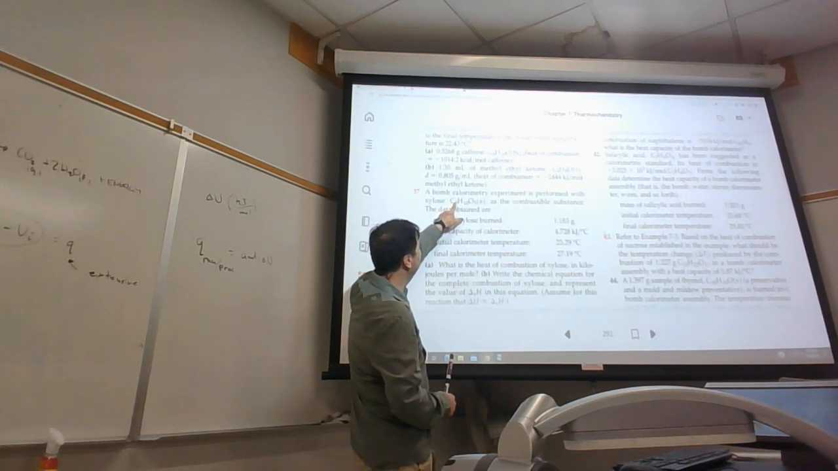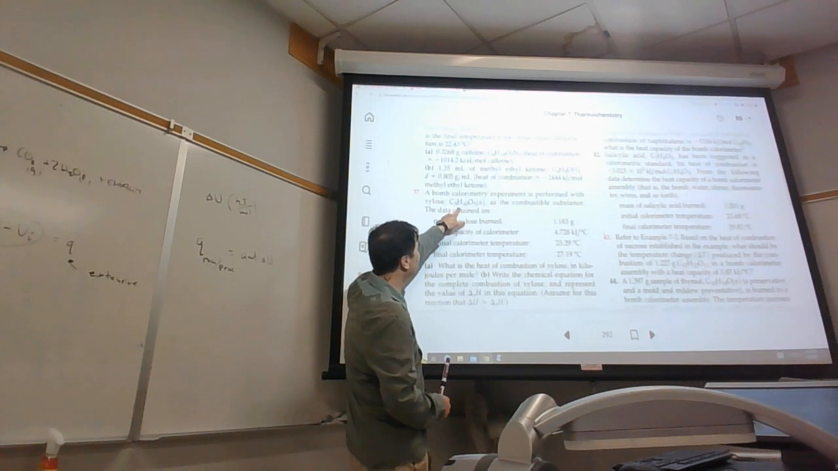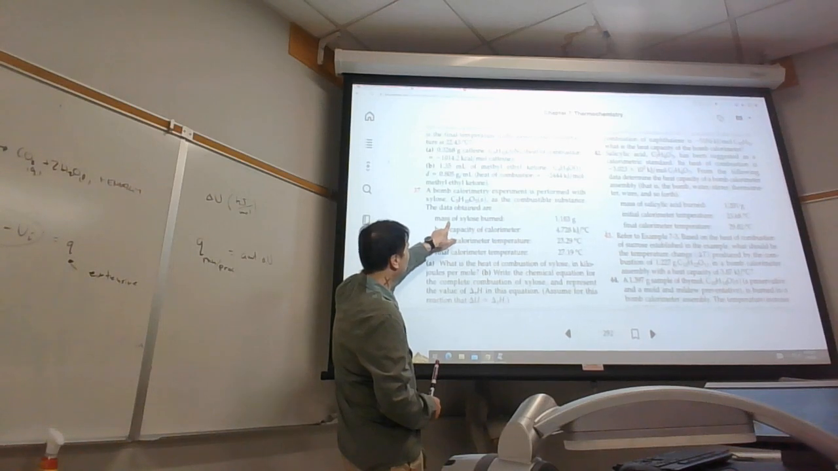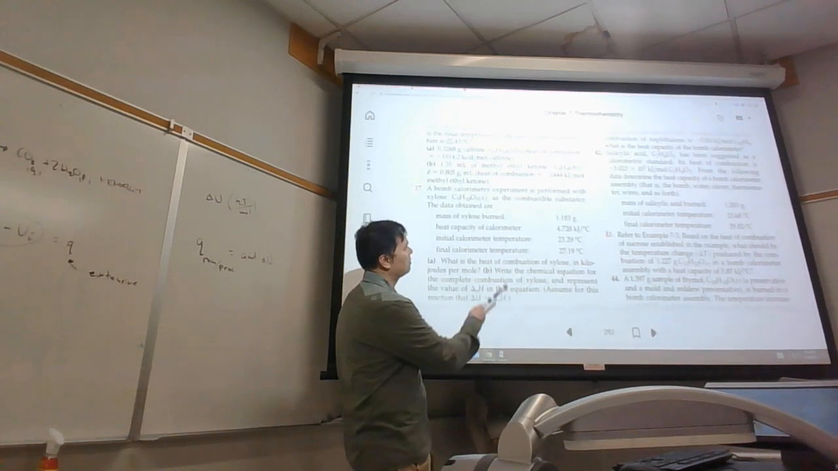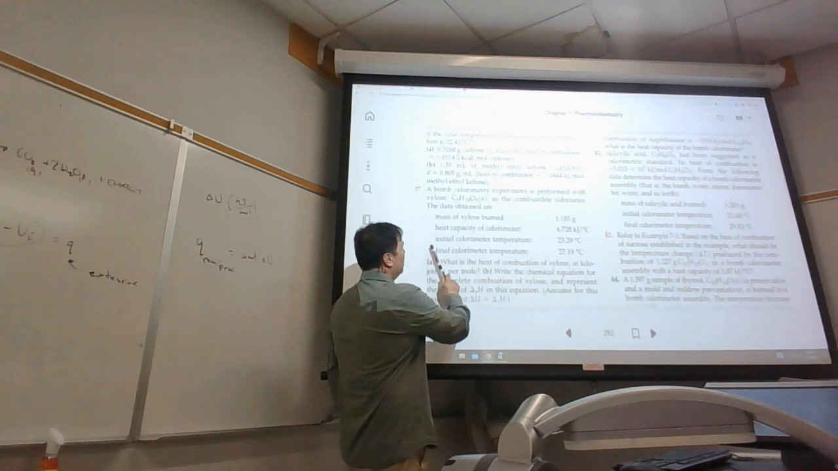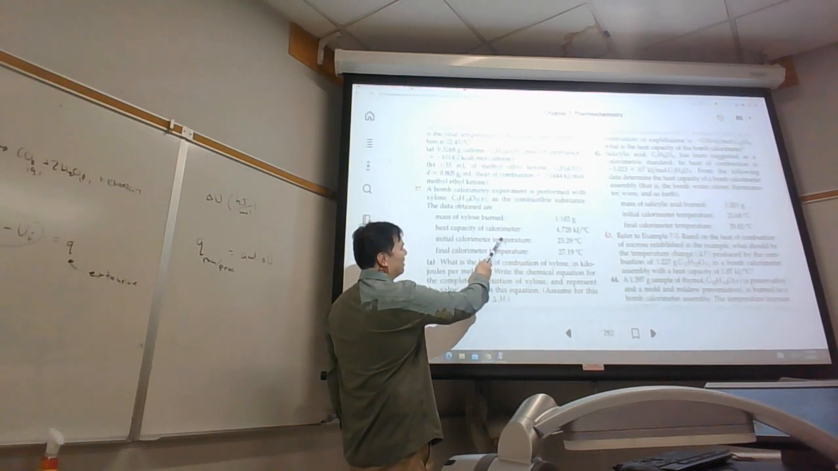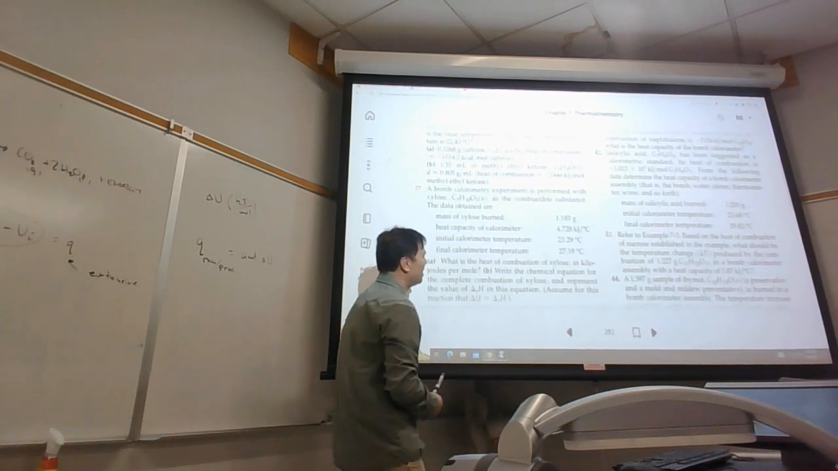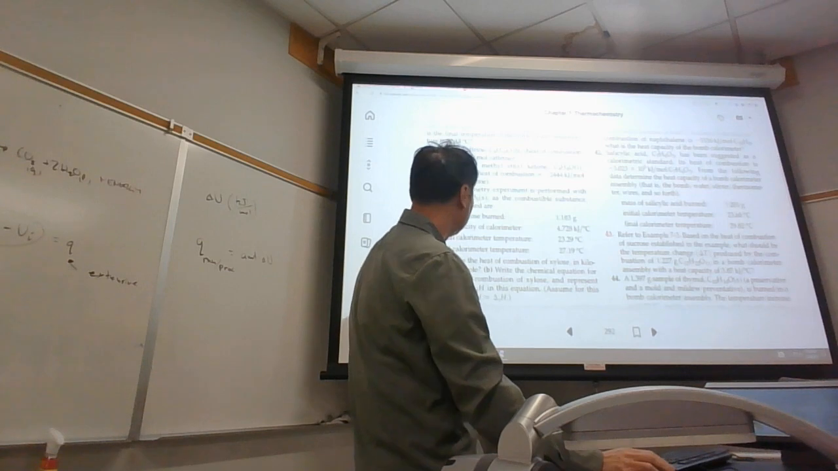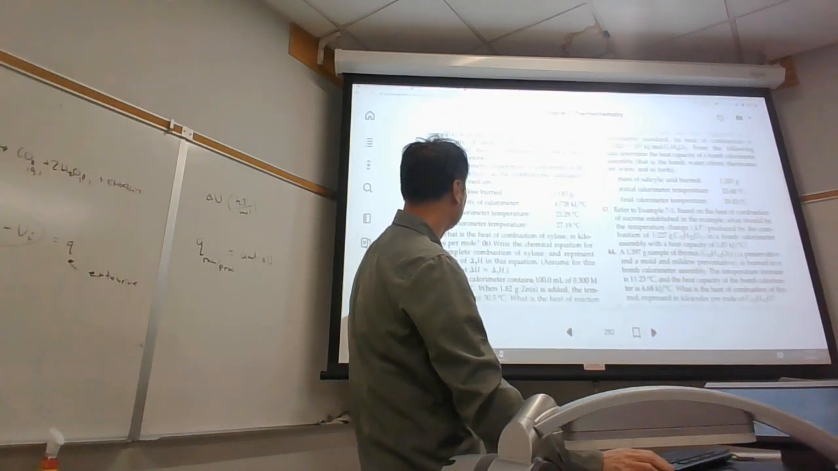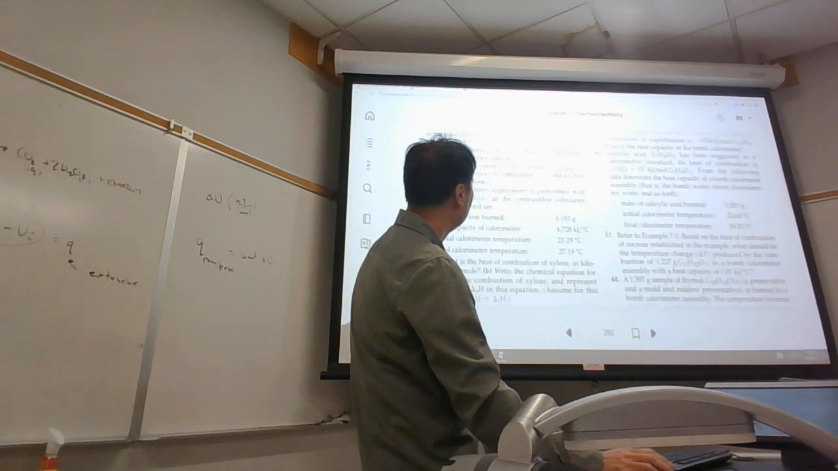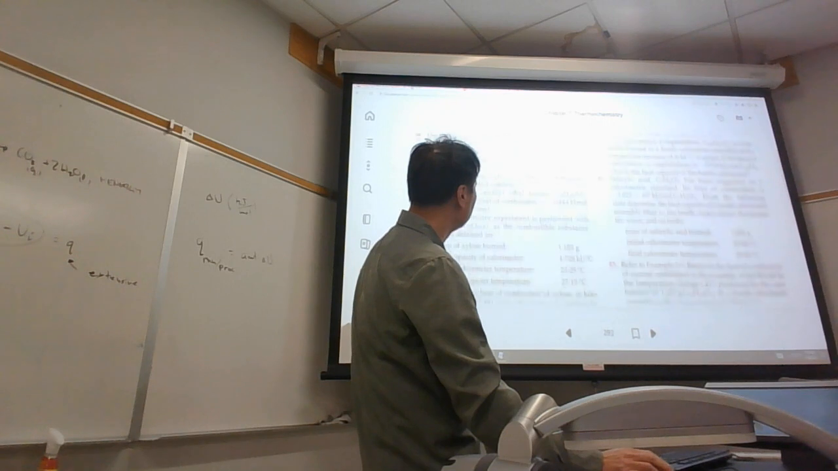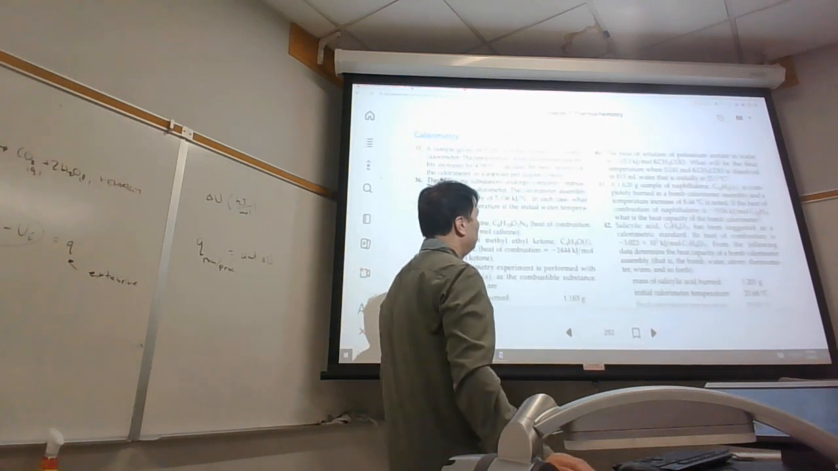A bomb calorimetry experiment is performed with xylose, which is C5H10O5 solid, as the combustible substance. The data obtained are the mass of xylose burned, so they burned 1.183 grams. They have the heat capacity of the calorimeter, and here it's already been calibrated. So this is not a calibration. What we've got to do is first do a calibration of this. And so we'll skip through, and then we'll come up with this one here.